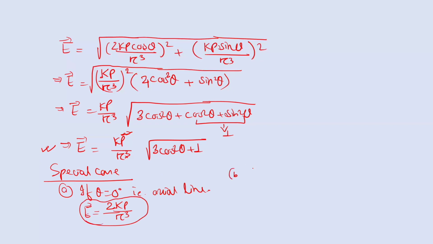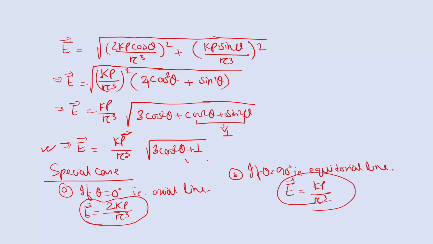Similarly, if theta equals 90 degree, that is the equatorial line, you'll get the answer. We know cos 90 is 0, so this entire term will become 0 and this is 1. So you will have directly E equals kp by r cube. So you can verify and check whether this is correct or not. And if you want to remember the formulas to calculate numerical problems, always remember this general point equation, and just put theta 0 degree for the axial line and theta 90 degree for the equatorial line, and you can get the formula directly.